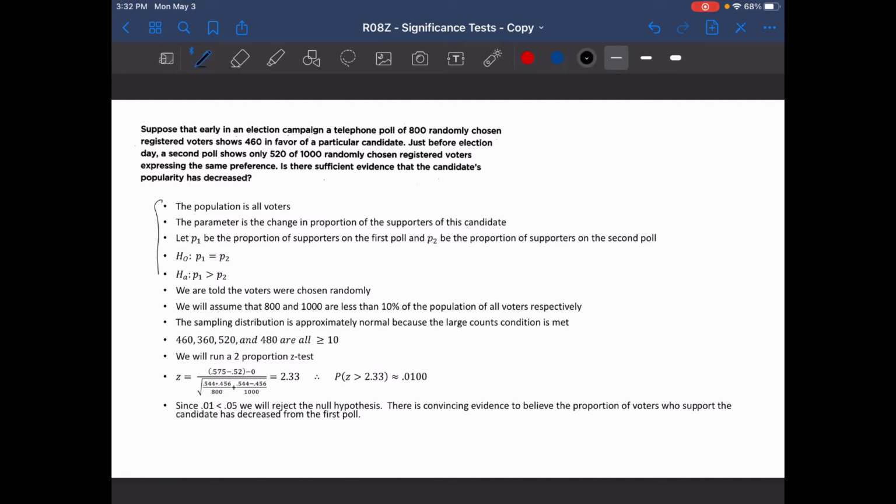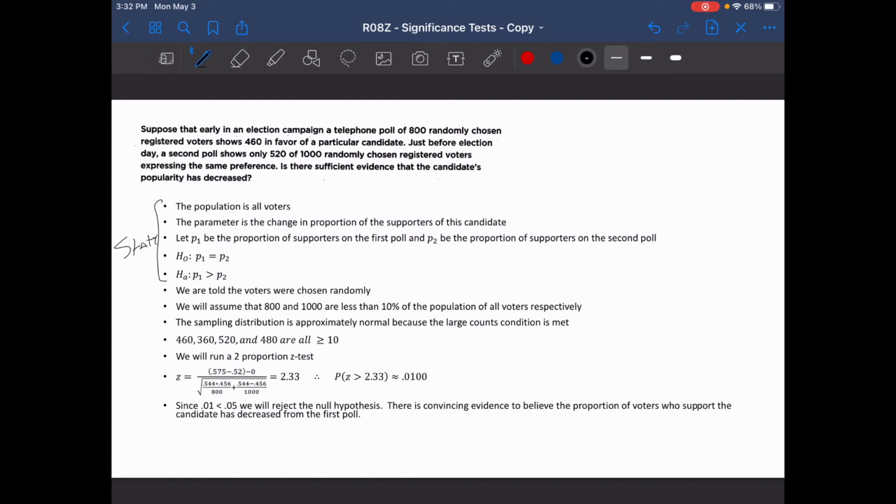So from there, again, we want to state. We would state that the parameter is the change in proportion of the supporters of this candidate based off of all voters. We would list what P1 and P2 are going to be in this case. So we want to let proportion 1 be the proportion of supporters on the first poll, and proportion 2 be the proportion of supporters on the second poll.